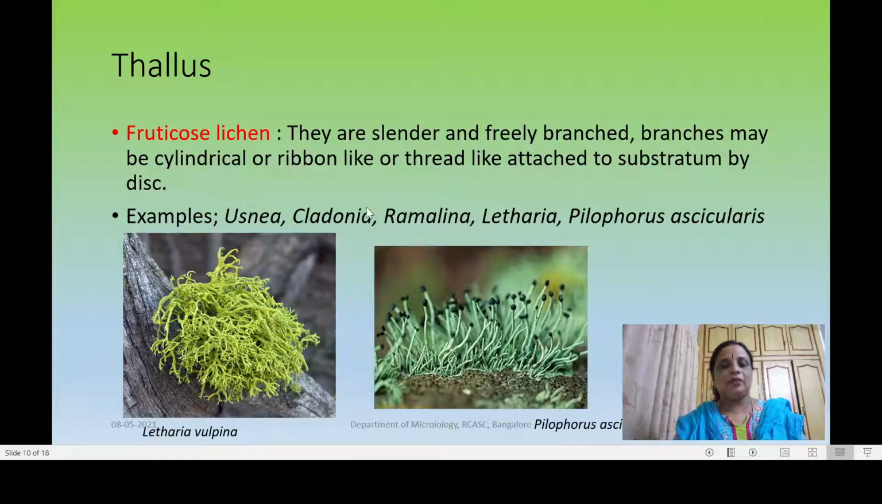attached to the substratum with the help of a disc. Attachment disc. In this image you couldn't see that, but there will be a structure called the attachment disc. With the help of this attachment disc, these lichens attach onto the substratum.